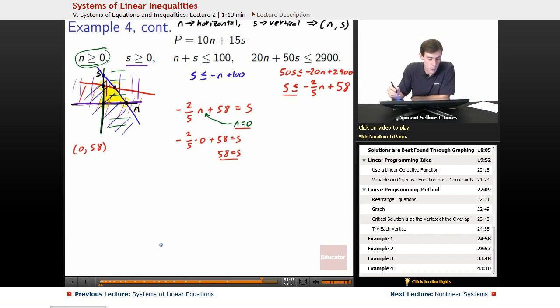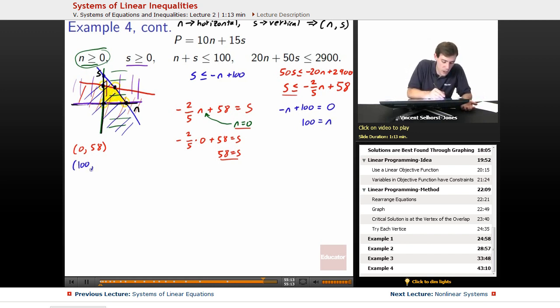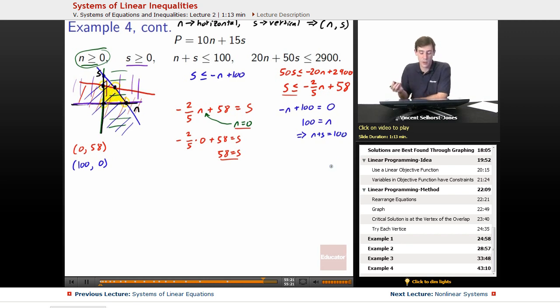Next up, let's look at where the blue intersects the purple. So negative n plus 100 equals, the purple had a height of s equals 0, no height at all. So that's just going to be 0. So 100 equals n. That means we've got 100, 0, because if we were to plug that into n plus s, n plus s equals 100, since we're dealing with the lines now.